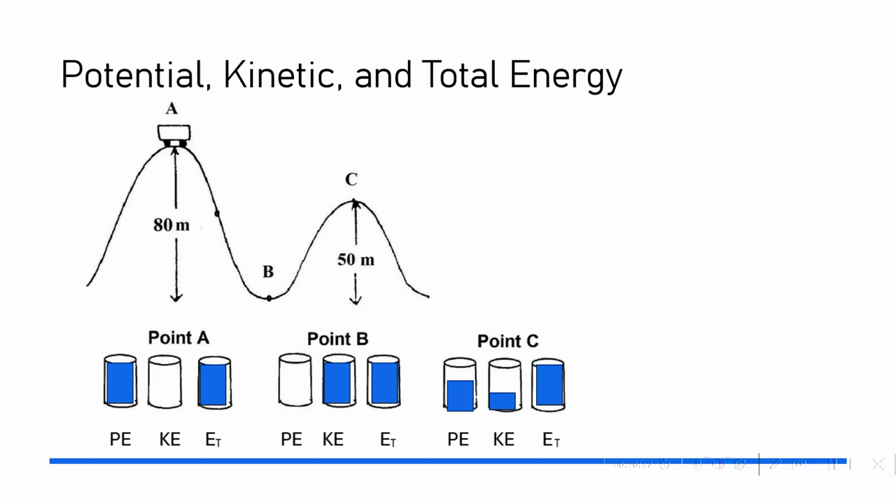You'd be able to find the potential energy here because you have the height. The energy total is the potential energy total. The kinetic energy is equal to the energy total minus the potential energy.